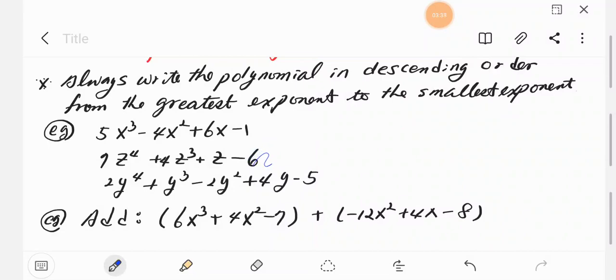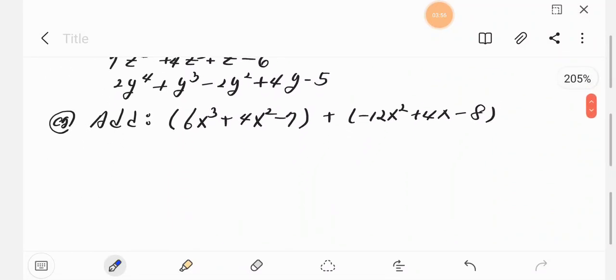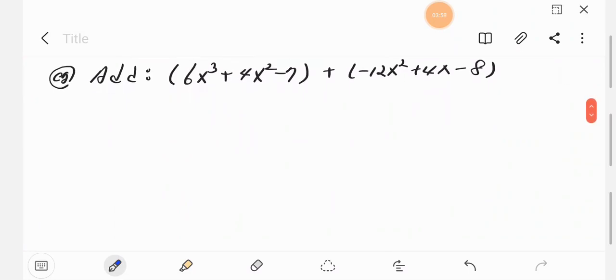The constant, the exponent of the variable is 0, so the constant always comes last. Okay, the third one has exponents 4, 3, 2, 1, and the exponent of the constant is 0. All right, then let's add these two polynomials.